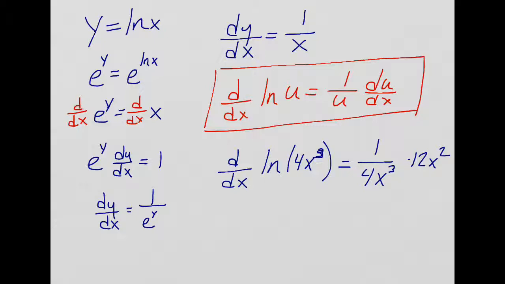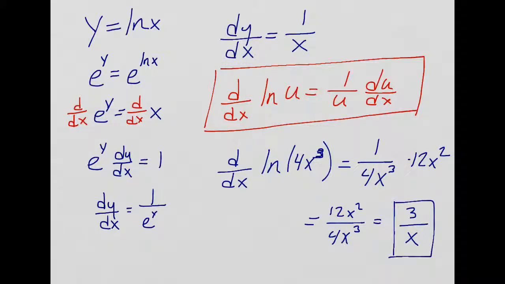So if we go ahead and simplify that out, what this would really come out to is 12x squared over 4x cubed, which would really just equal 3 over x. So that would be our derivative of this function here, ln of 4x cubed.